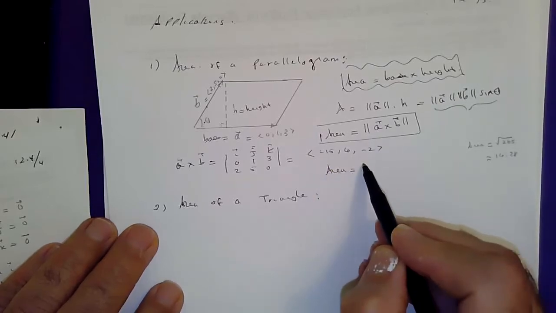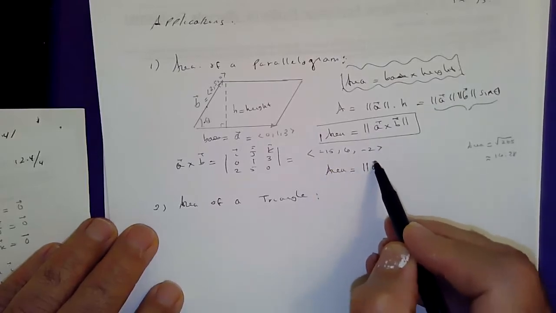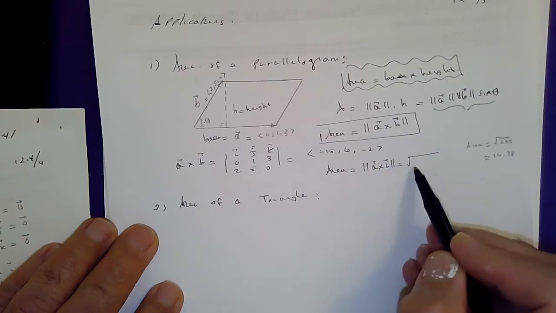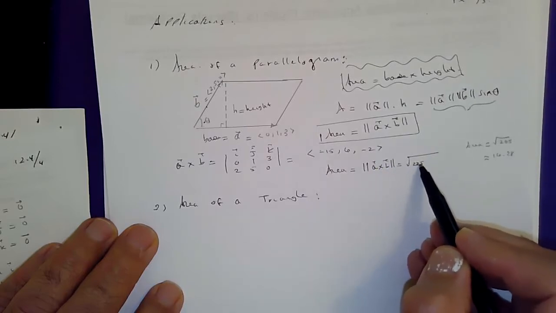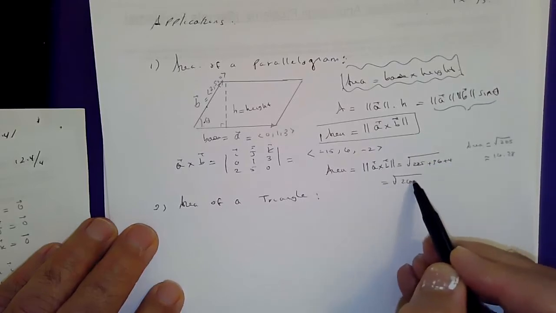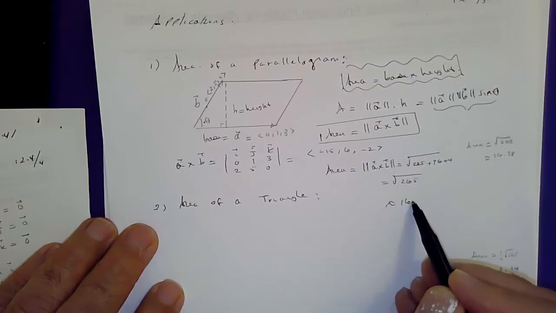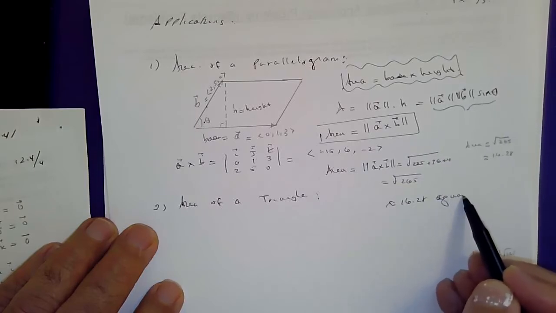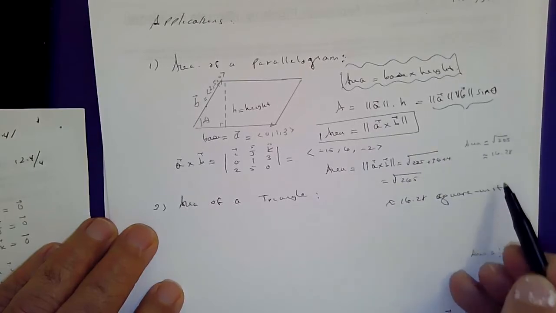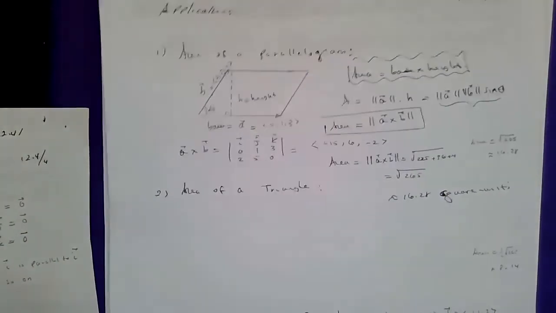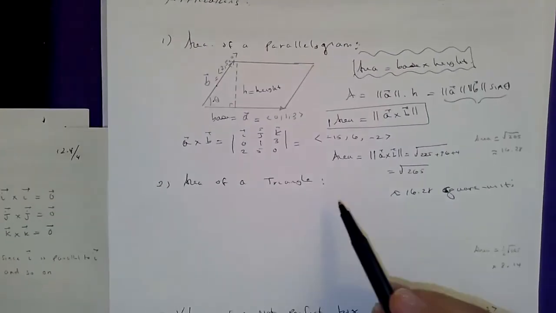The area of a parallelogram is what? The length of this vector, which is the square root of, what is it, 225, plus 36 plus 4, which gives you the square root of 265, which is about 16.28 what? Square units. Is that right? Not cubic units, but square inches or square feet, whatever the area is.